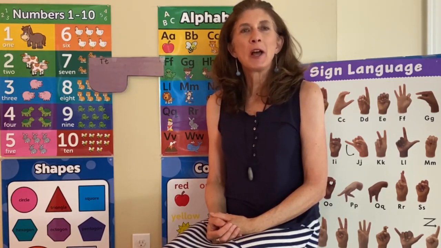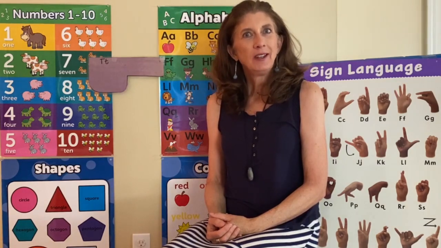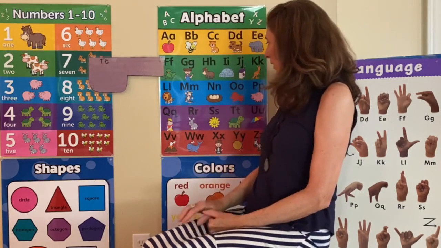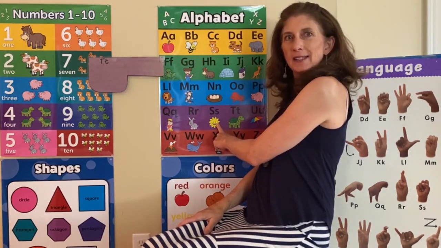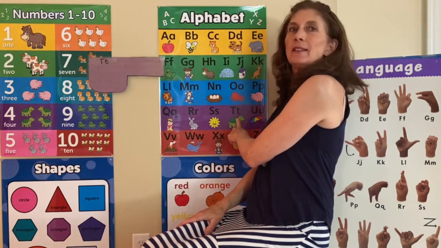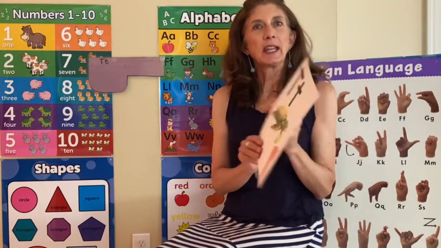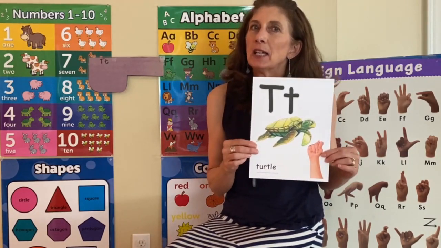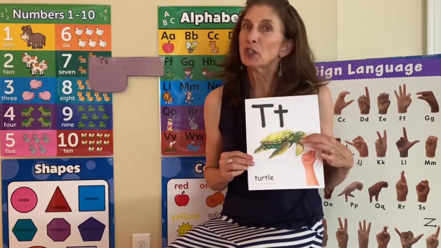We're going to learn more about letters and letter sounds, and let's see what letter we're on today. Last we were here, we were on the letter S. And what comes after S? T, the letter T. And here's the capital T and the lowercase t. And T makes a t sound, like turtle.